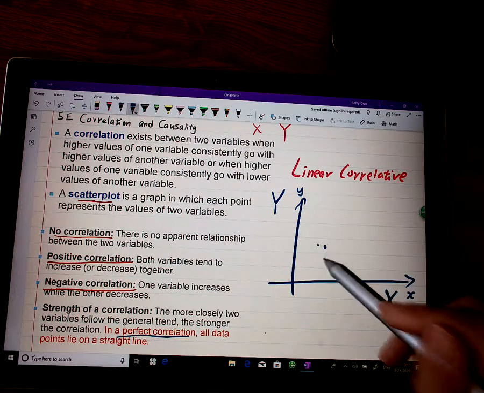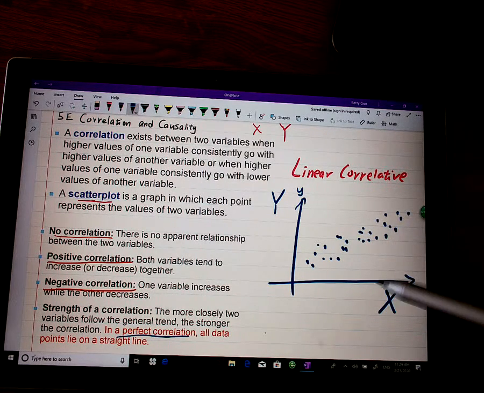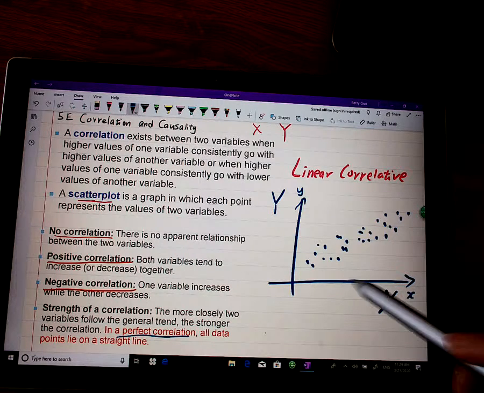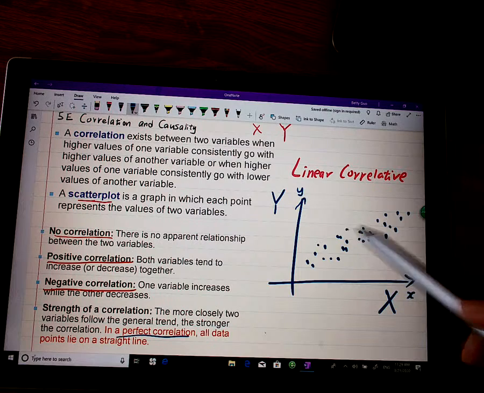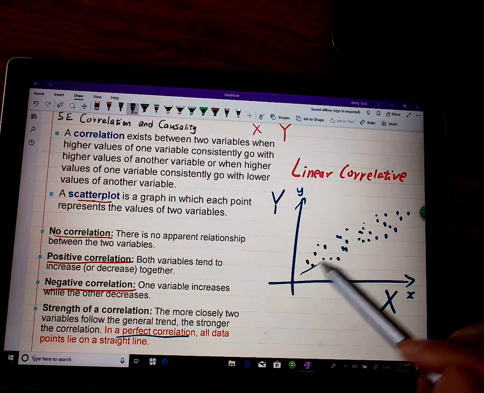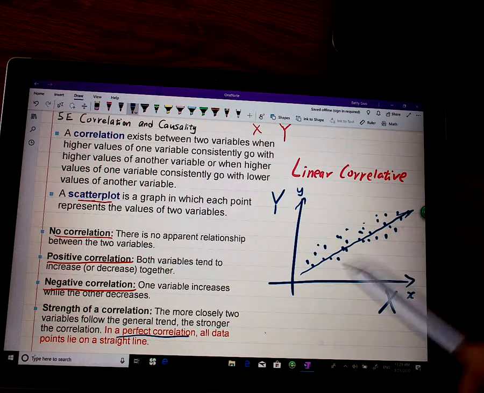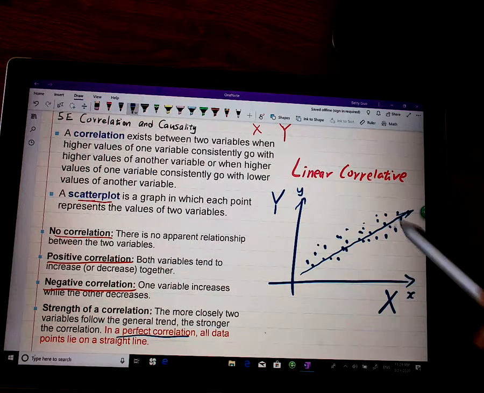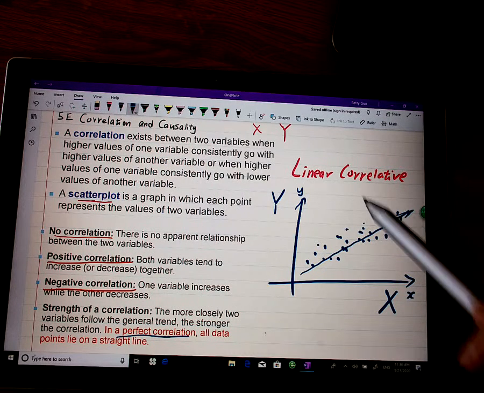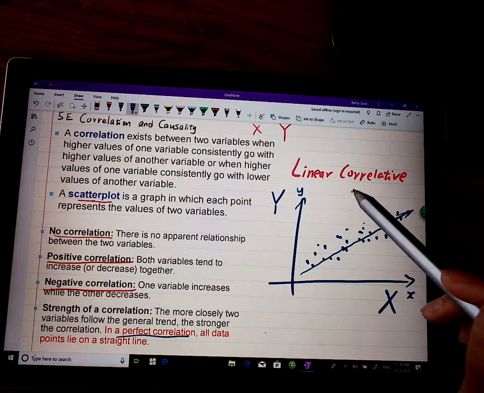And it turns out the scatter plot looks like that. You can see higher values of x correspond to higher values of y, right? If you look at the scatter plot, you see a linear pattern that goes up as x assumes higher values and y assumes higher values as well. So when that happens, we say there is a linear correlation between the two variables, and that correlation is positive.